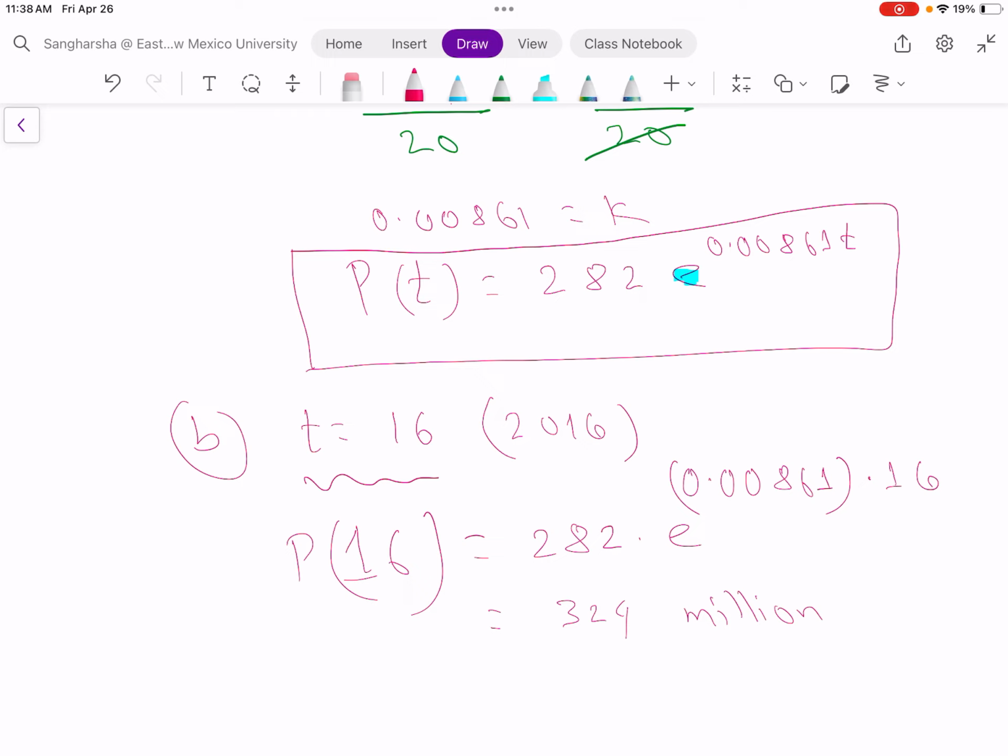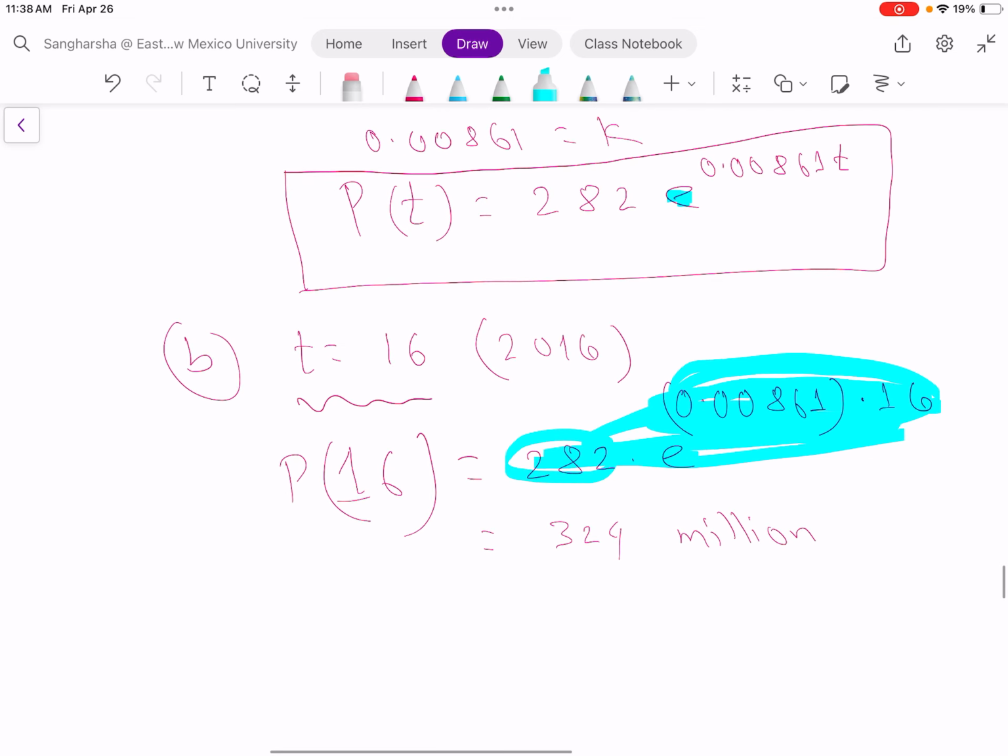Can you enter all these expressions on your calculator? If you can just enter everything on your calculator, okay? If not, you multiply these two numbers, then find e to the power of this number, then multiply with 282. You have to do it step by step. If you can't enter everything on your calculator, you find e to the power of those numbers and then multiply by 282.